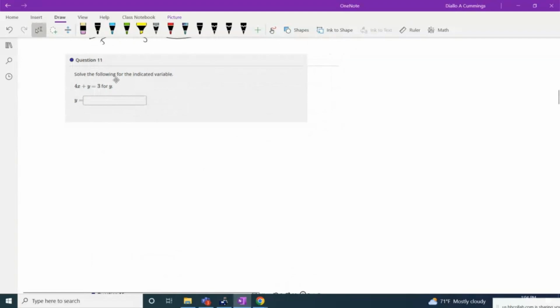All right, now the next question involves those 6 steps, but this is what's called a literal type equation, which means that we can't actually solve it because there are too many unknowns, but we can rewrite the equation. So in this example, we're given 4x plus y is equal to 3, and we want to solve it for y. So in essence, we want to isolate our variable term y.